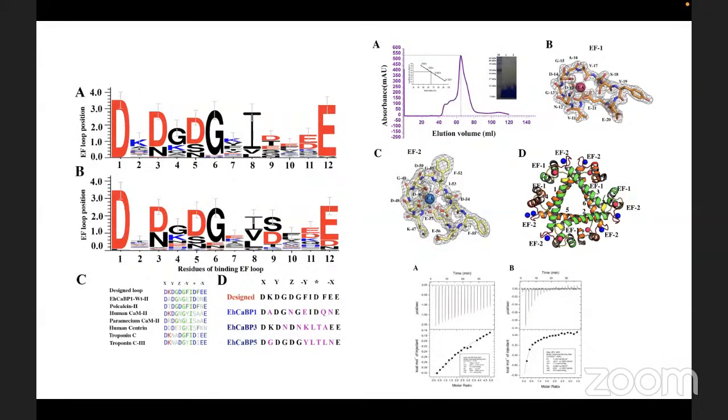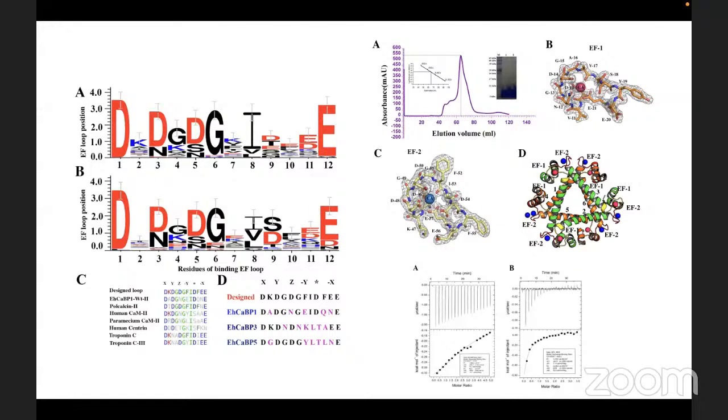So based on that, and based on the things that are available in the lab, which is the Entamoeba histolytica EhCaBP1 protein, we were able to do this experiment where we mutated the protein and made it bind with high affinity with calcium.